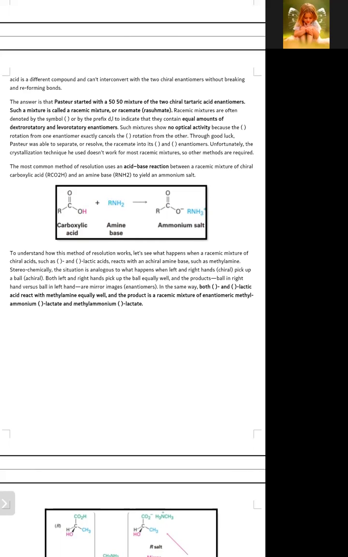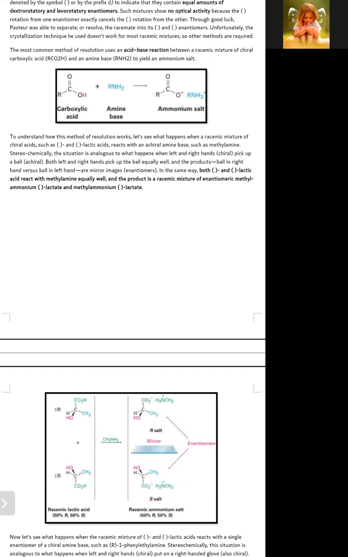The most common method for resolution uses an acid-base reaction between a racemic mixture of a chiral carboxylic acid and an amine base to yield an ammonium salt. The carboxylic acid and amine base react with each other and form the ammonium salt. To understand how this method of resolution works, let's see what happens when a racemic mixture of chiral acids such as (+) and (−) lactic acid reacts with a chiral amine base such as methylamine.